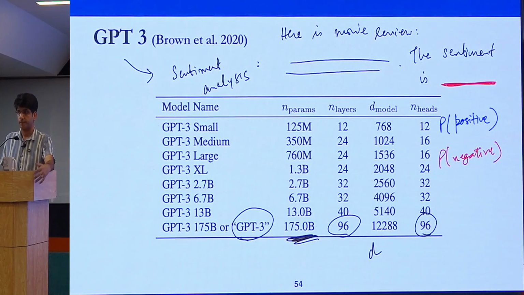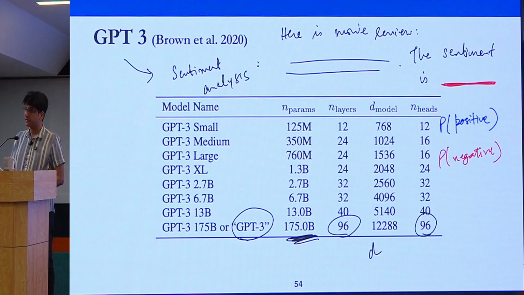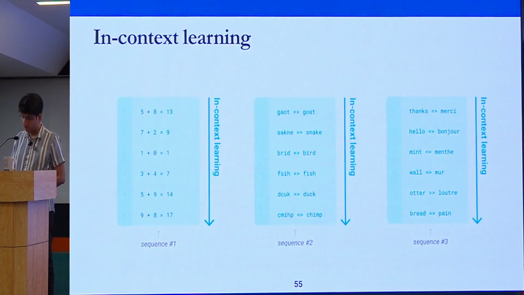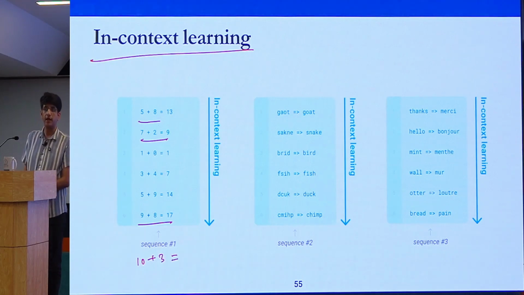How do we do the translation? How do we tailor it for your task? By giving some examples. It's called few-shot learning, or also in-context learning. You tell the model that you want to do 5 plus 8 equal to 13, 7 plus 2 equal to 9, 9 plus 8 equal to 17. And when you say 10 plus 3 equal to, the model will correctly say 13. Just because of these examples, the model has realized you want to do addition. So through these examples, you are telling the model what to do.